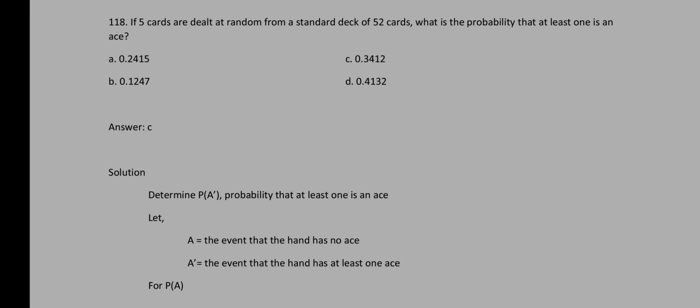Problem 118. If 5 cards are dealt at random from a standard deck of 52 cards, what is the probability that at least one is an ace? So, sagot daw dyan ay letter C. Pag na-encounter mo yung tanong na yan, sagot daw dyan ay letter C.